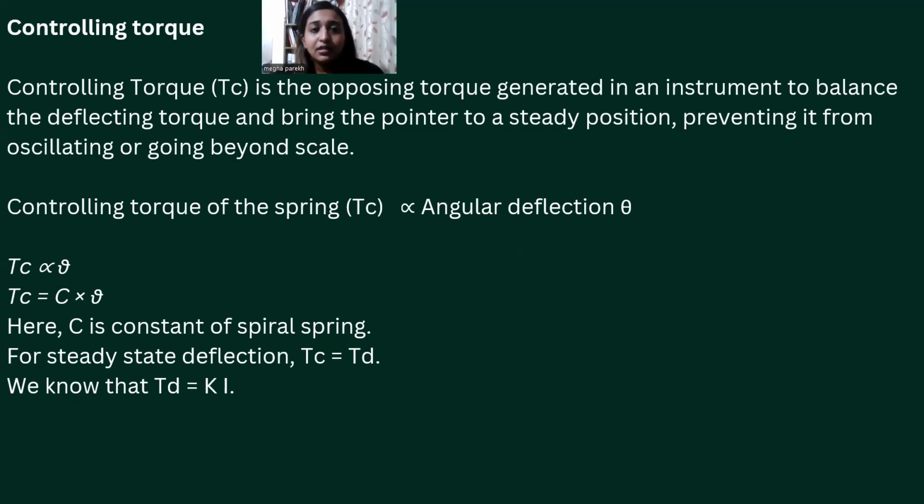So, this is known as a controlling torque, which helps the pointer to stop and prevents the pointer from oscillating. This controlling torque is directly proportional to the angular deflection. Here, controlling torque T_C is equal to C theta, where C is the constant of the spring.